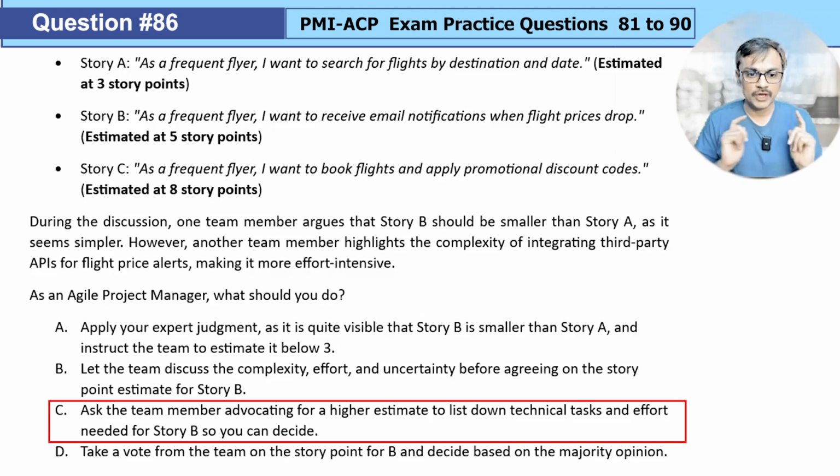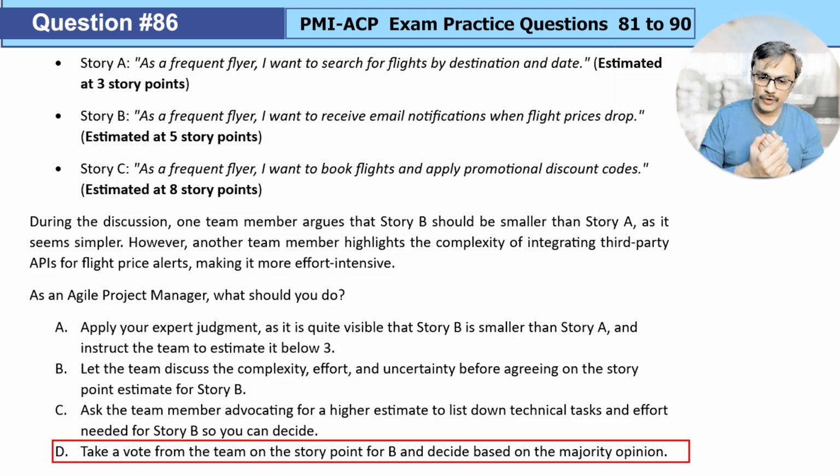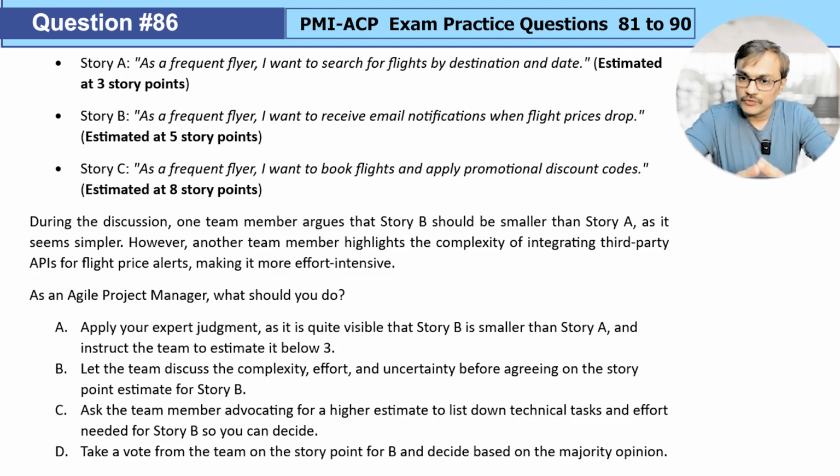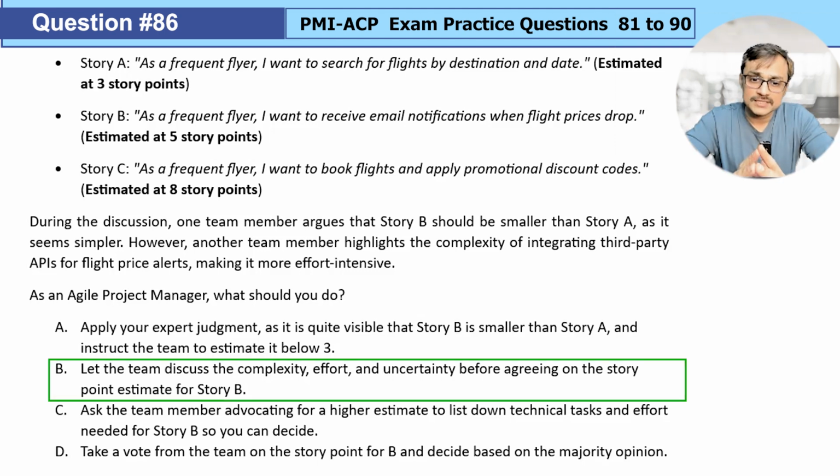So option C is out. Option D, take a vote from the team on the story points for B and decide based on the majority opinion. Now, in general, you believe in consensus, discussion and agreement. You don't want to go for voting. There is a possibility, sometimes you have a team charter which says that we can go for a vote. But by default and from an exam perspective, you will say no, we will apply planning poker and reach consensus, because we want to have a common understanding about the complexity. So looking at those theories, we go with option B. Let the team discuss the complexity, effort and uncertainty before agreeing on the story points estimate for story B.